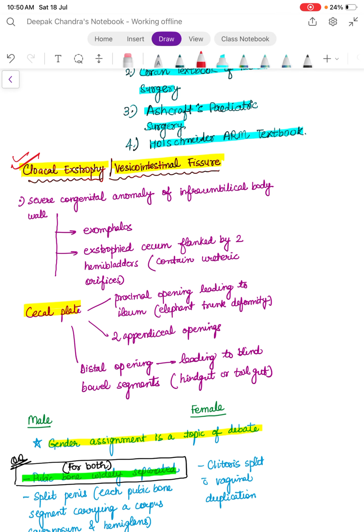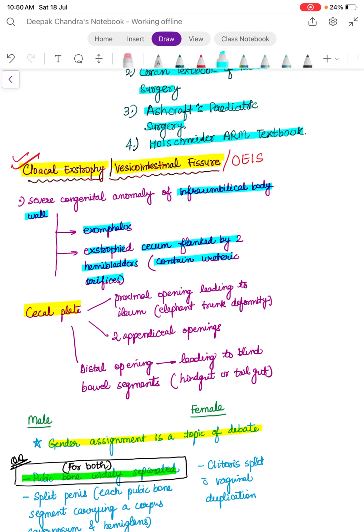cloacal exstrophy, which has another name, vesico-intestinal fissure, or one can call it OEIS. It is a very severe congenital anomaly of the infraumbilical body wall, which consists of exomphalos or omphalocele, one exstrophied cecum flanked by two hemibladders which contain the ureteric orifices, and we have already discussed in the grading part how the hemibladder or bladder can be arranged.